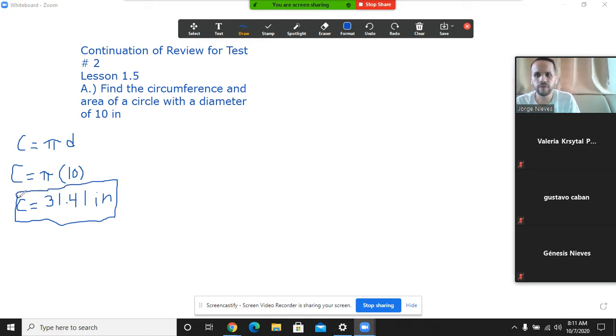Okay, so to find the area, we're gonna use the only formula that we have. The formula of area is the following: area is equal to pi times the radius squared. So here is the question: if we got a circle that has a diameter of 10 inches, who can tell me what will be the radius of the circle? Does someone know? If the diameter is 10 inches, what is the radius of the circle?